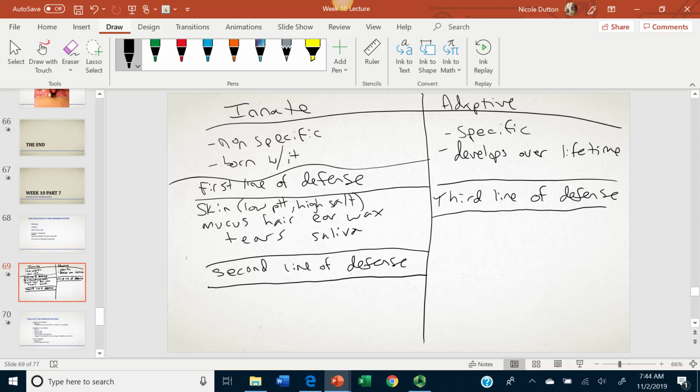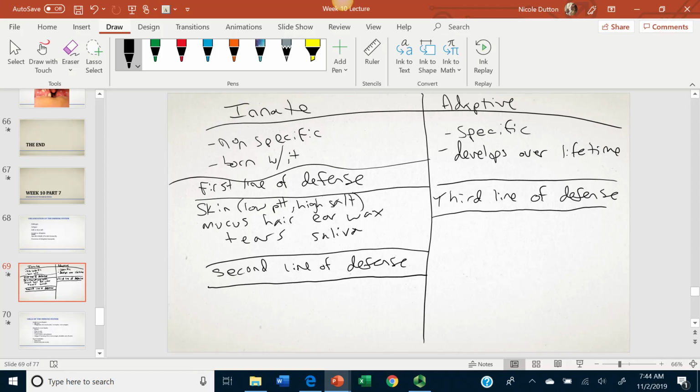So let's say that you had your intact skin, which has its low pH and high salt, and all of a sudden you got a paper cut. Well, now you have a portal of entry for microorganisms to enter into the body. So microorganisms come in, and you stimulate your second line of defense. Second line of defense is a localized attack against those microorganisms.